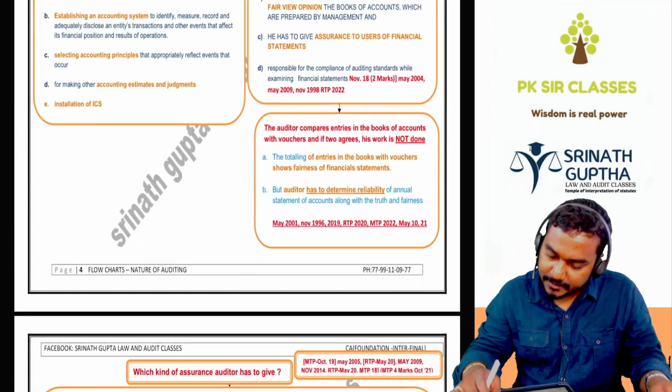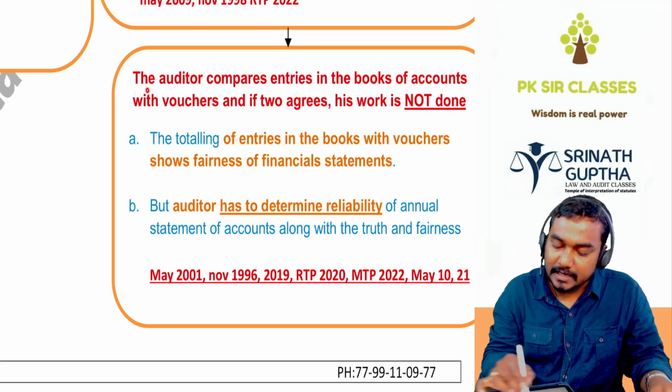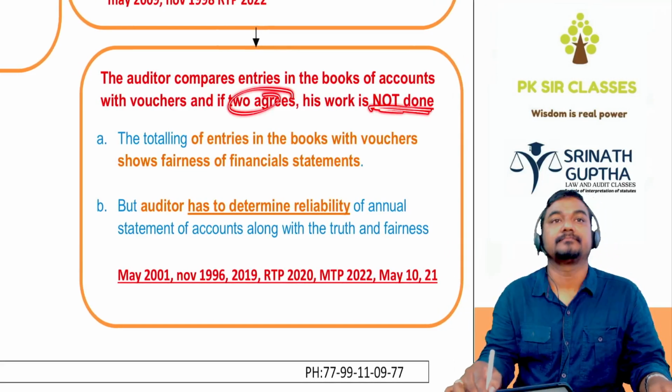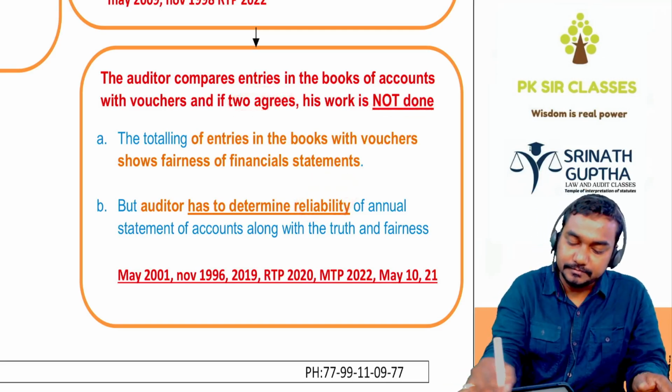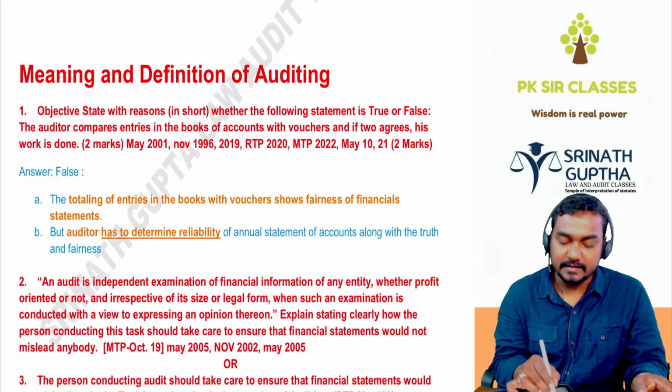Somewhere it's there, no? If the auditor compares the entries in the books of accounts with vouchers, if the two agree, his work is done. We have to see the reliability also, beta. So, scanner answer: false. How many marks, beta?